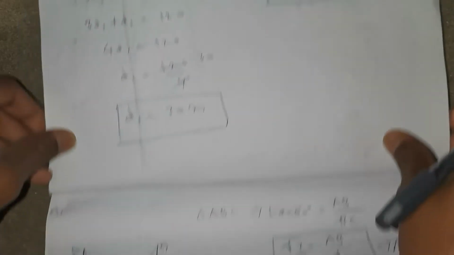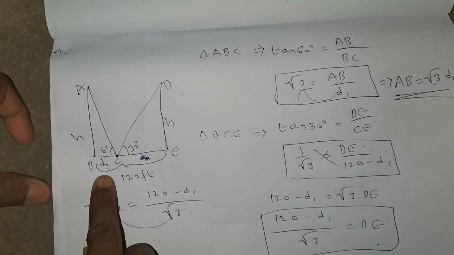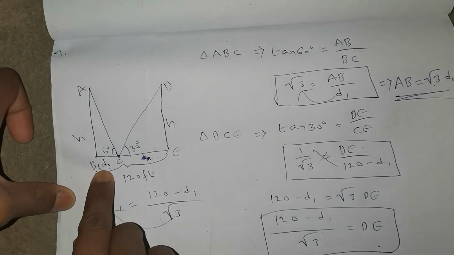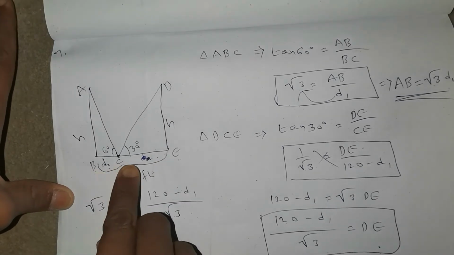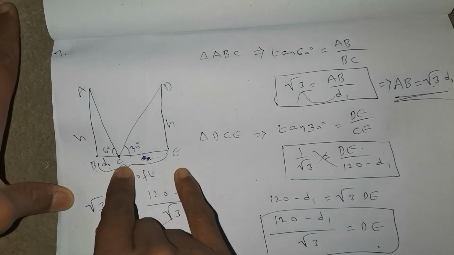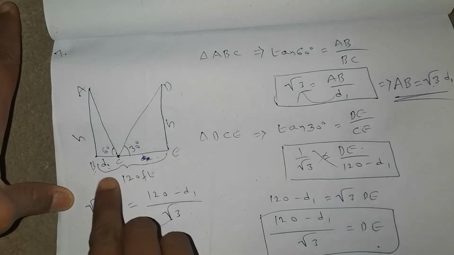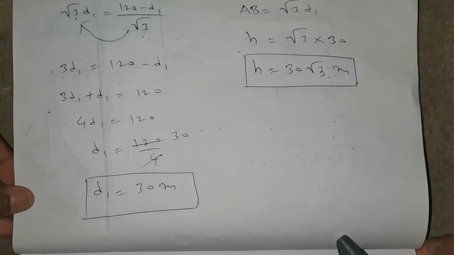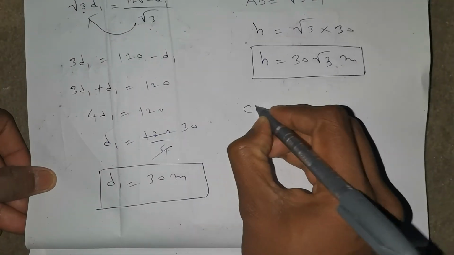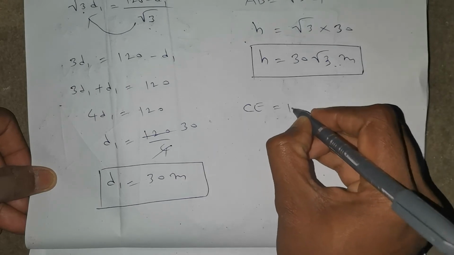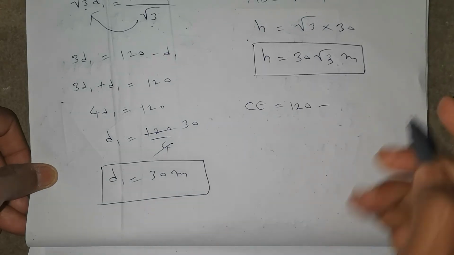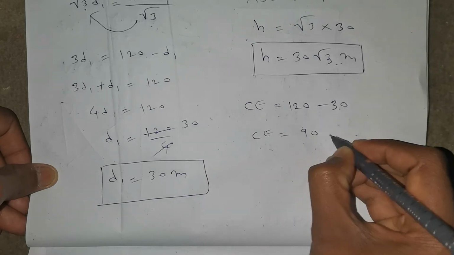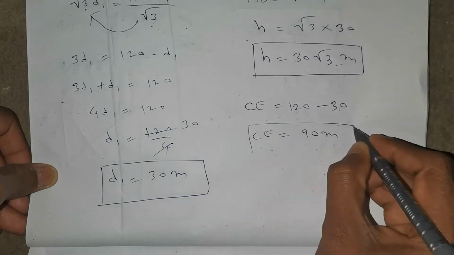Next, he is asking to find out these distances also. One is this BC as well as CE. So BC we got as D1, the D1 we got just now. Now we need to find out the CE. CE is nothing but total distance minus D1. So CE is equal to 120 minus 30, which is 90 meters.